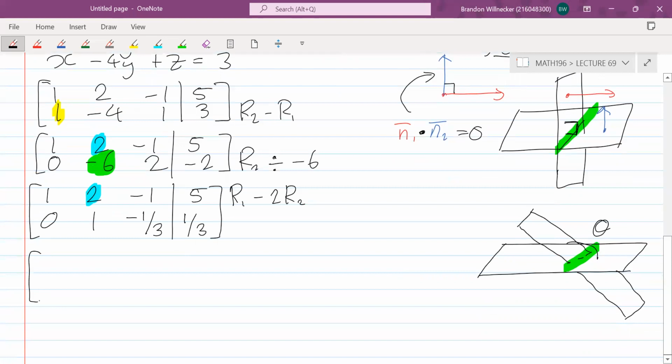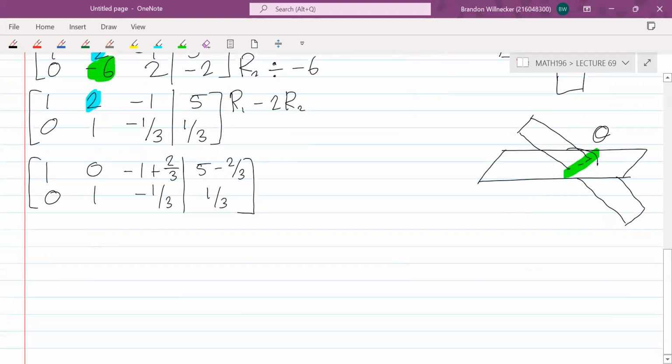Okay, so we're going to get 1, 0. And then here we're going to get minus 1, minus 2 times minus a third. So that's going to be minus 1 plus 2/3. And then 5 minus 2/3. Okay, and then we have 0, 1, minus a third, 1/3. Okay, so let's just work out what those two sums are.